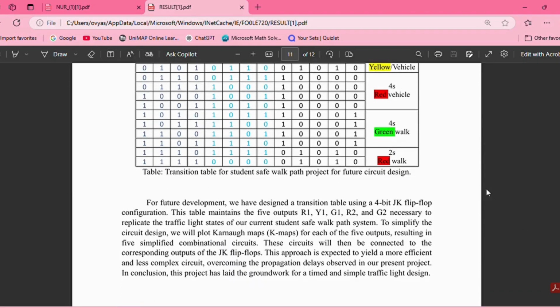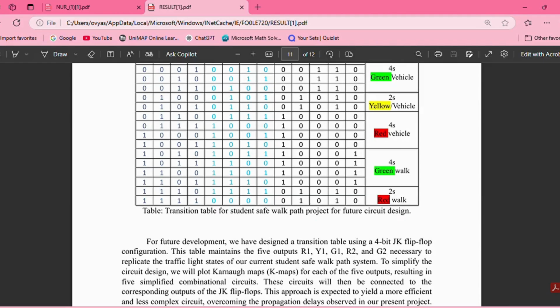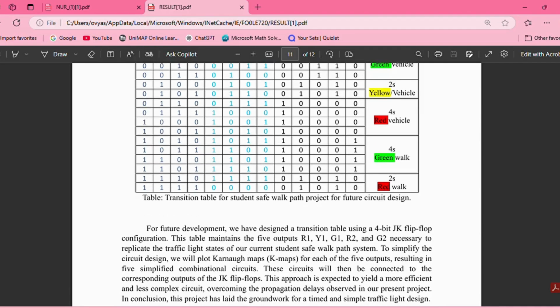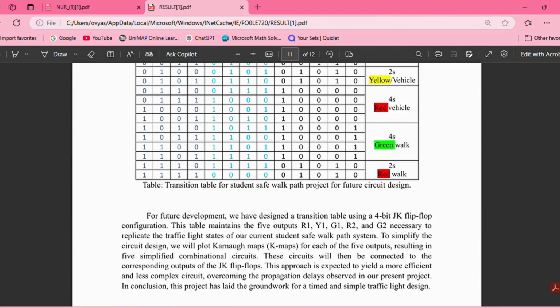For the future development, we have designed a transition table using a 4-bit JK flip-flop configuration. This table maintains the 5 outputs: red, yellow, green for vehicle, and red and green for walk, which is necessary to replicate the traffic light states of our current student safe walk path system. To simplify the circuit design, we will plot a K-map for each of the 5 outputs, resulting in 5 simplified combinational circuits.